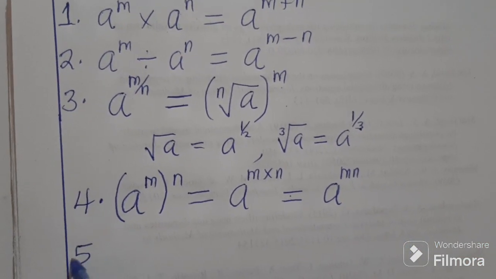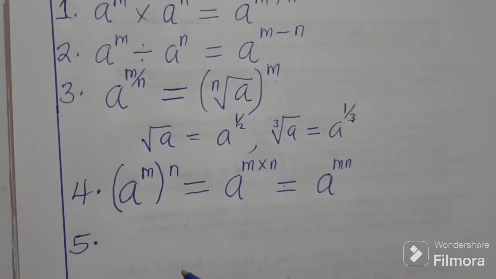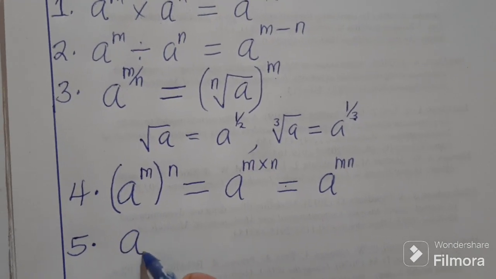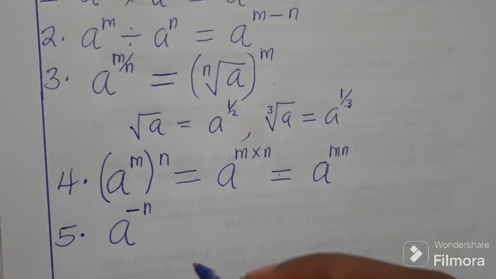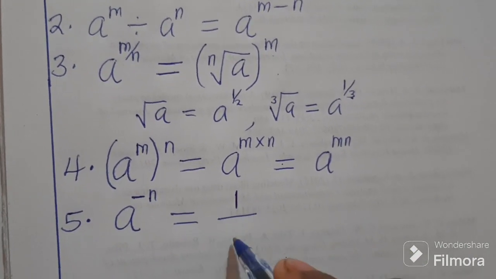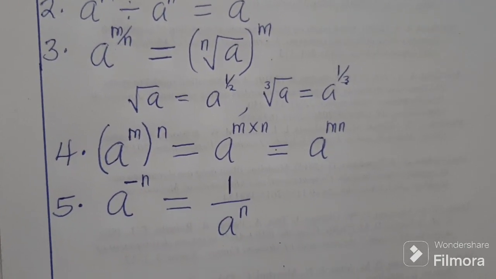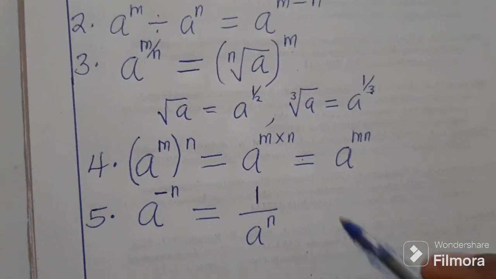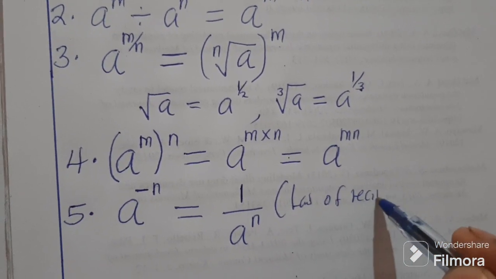Law number 5. Oh, did you think there were 3? No, we still have more. Law number 5: if you are given a number A to the power of negative N, I refer to this one as the law of reciprocals. This is the same as saying 1 over A to the power of N. What has happened to the negative? The negative automatically disappears in that sense. That is why I refer to this as the law of reciprocals.